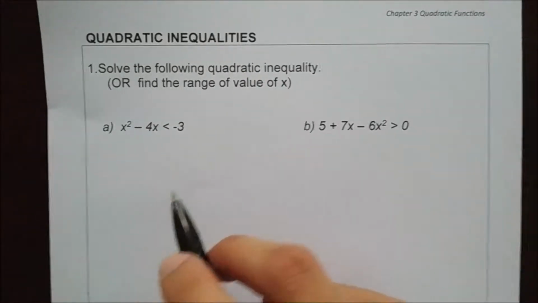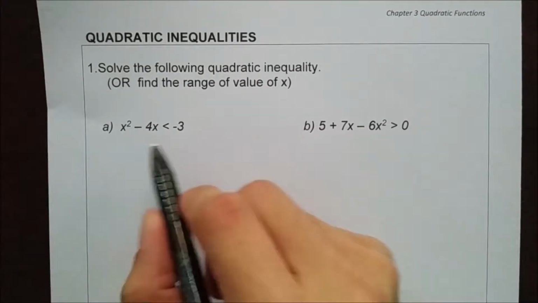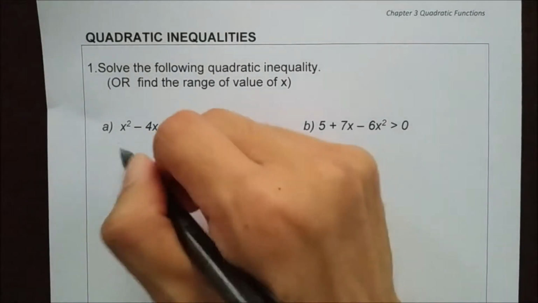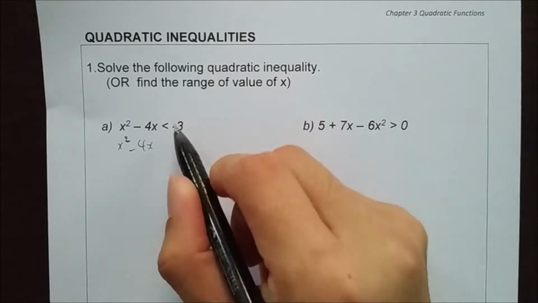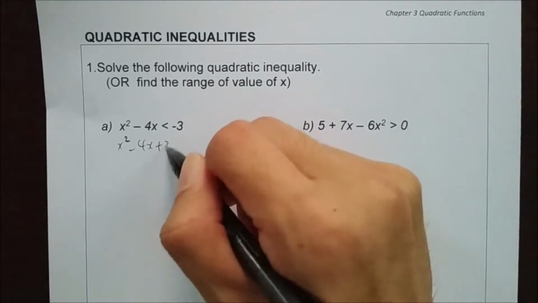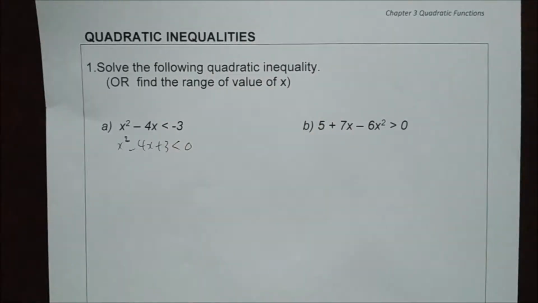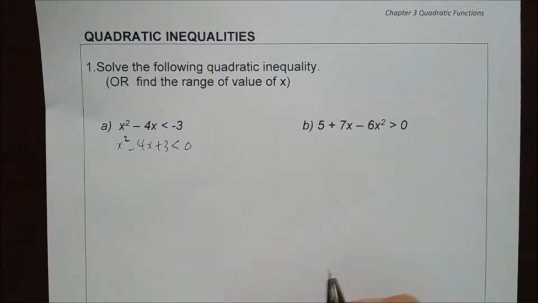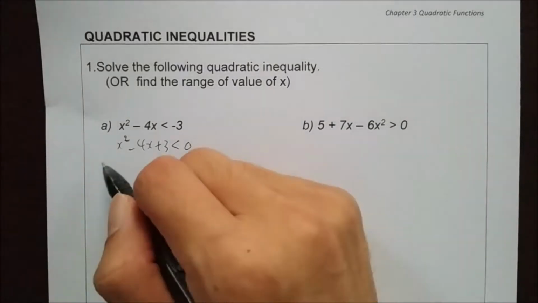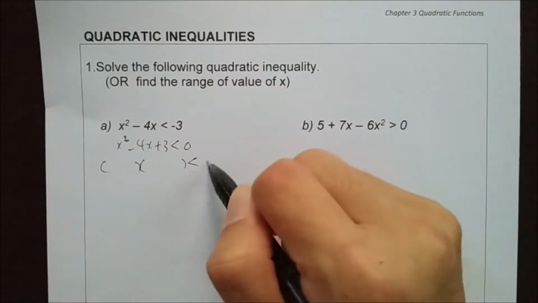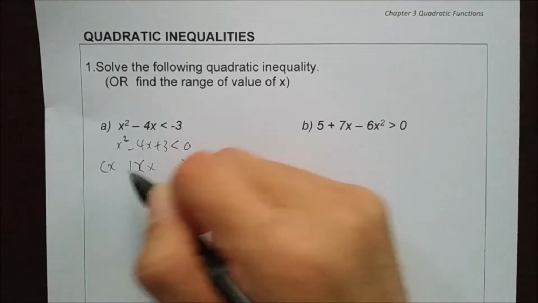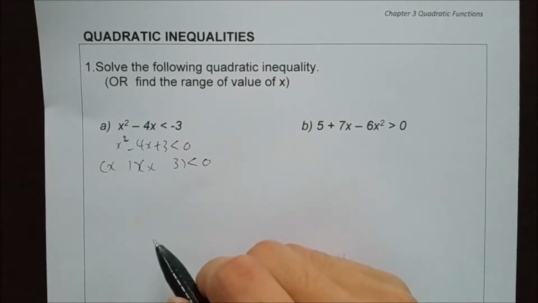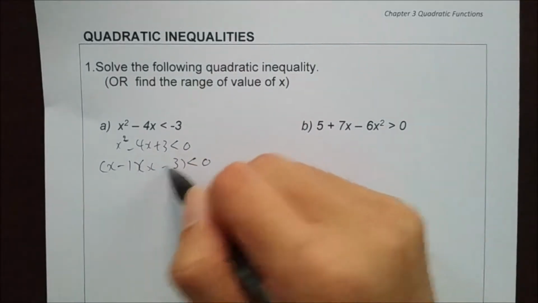Okay, so the first thing we do is we rearrange this in a general form. So we have x squared minus 4x. So the minus 3, we move this side, you get plus 3 is less than 0. After that, we factorize this. So we factorize this, get (x minus 1)(x minus 3), and then you get this is a negative.